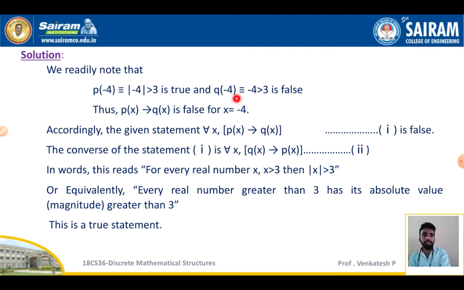So this statement will obviously be true. Since the hypothesis is false here and the conclusion is true, a false leading to a true is a true statement. So we can conclude it is a true statement.